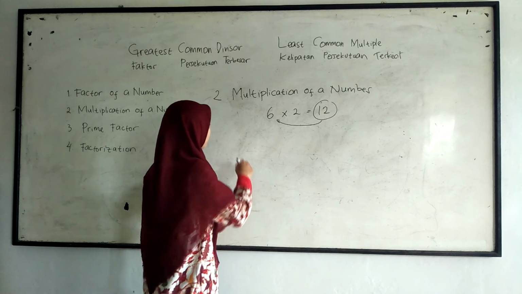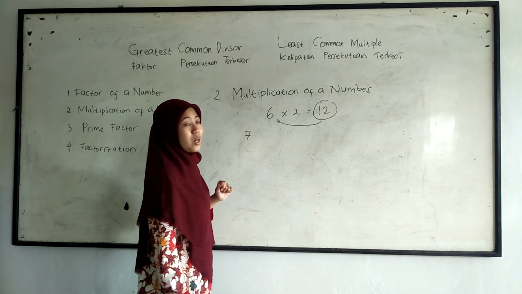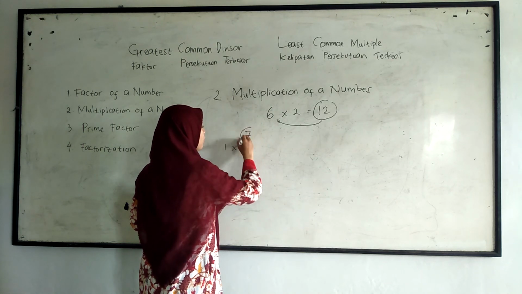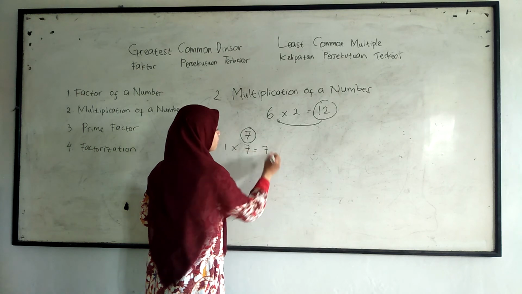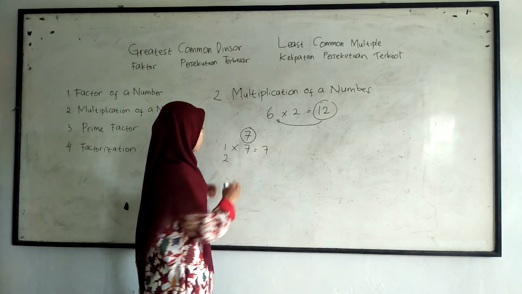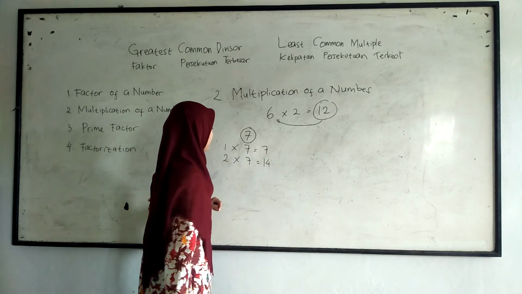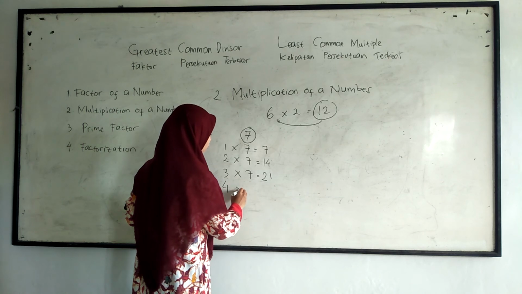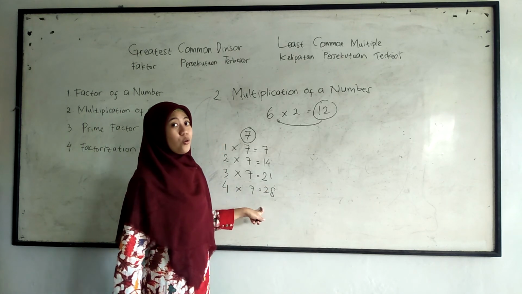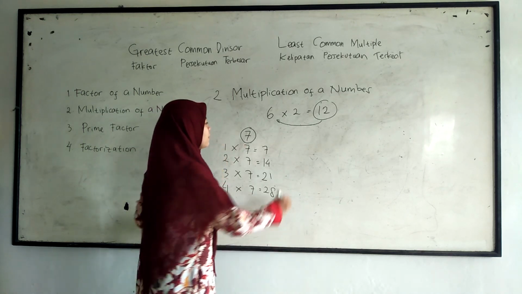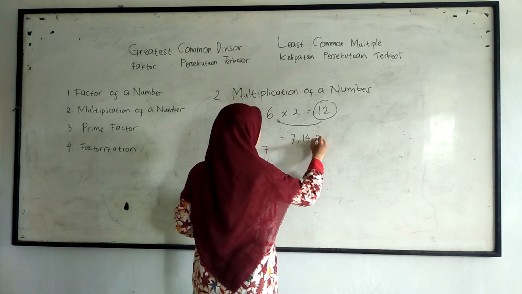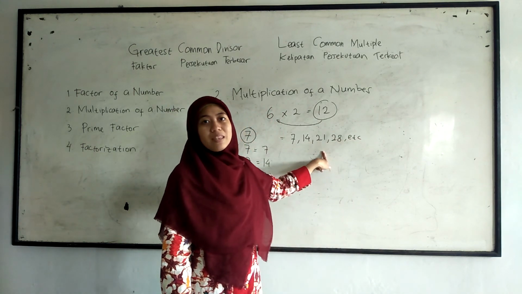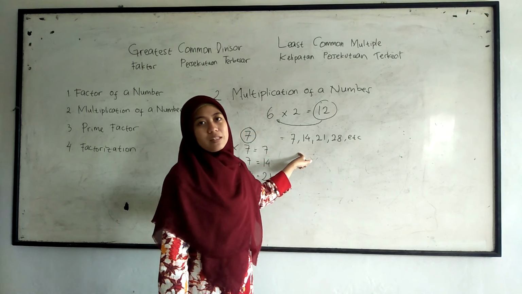Find out the multiplication of 7. We start by 1. 1 is natural number. Multiply 1 with the number 7. 1 times 7 is 7. And then 2. 2 times 7 is 14. And then 3. 3 times 7 is 21. And then 4. 4 times 7 is 28. So we get that multiplication of 7 is 7, 14, 21, 28, and so on. It is allowed if you want to write it more, but I will only show you until 4 multiplication.